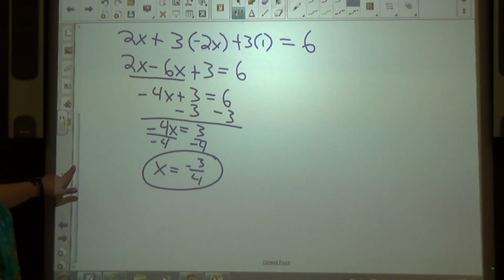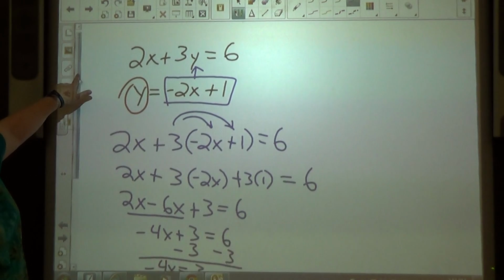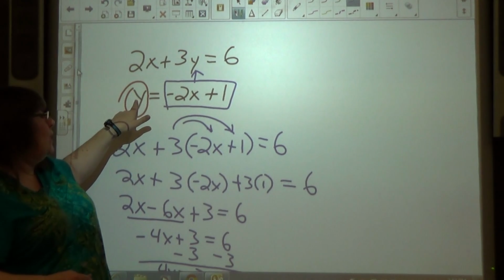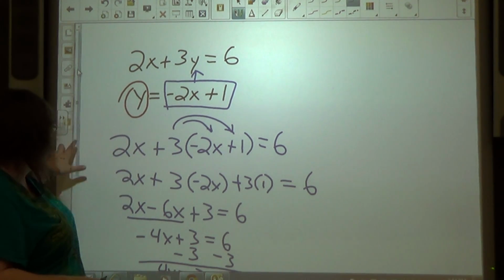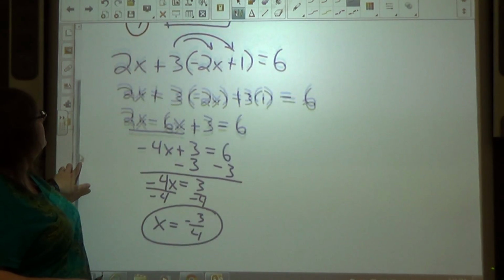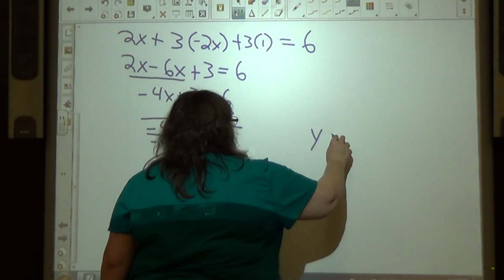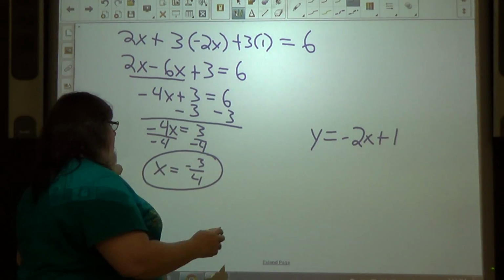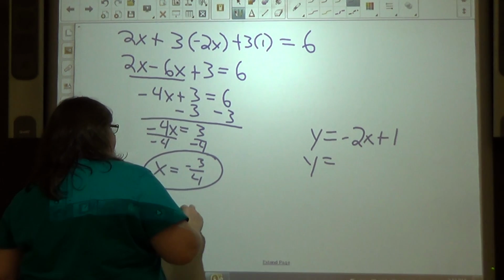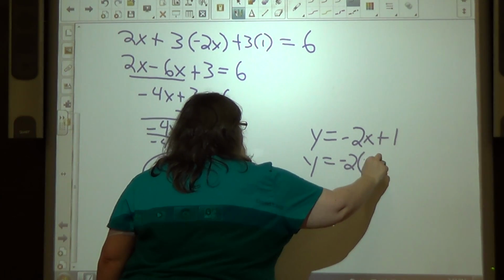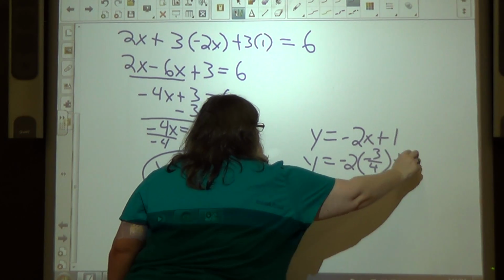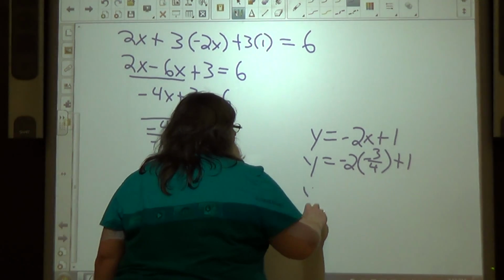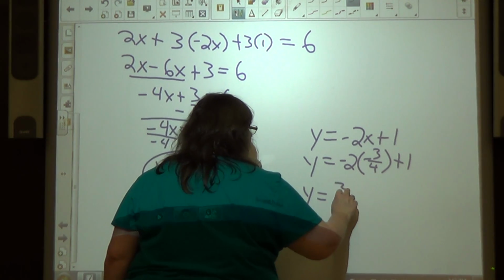Okay? Now, again, I have x. I need y. Pick one of the two equations. However, this one's the easier one because y is already by itself. I don't have to do any manipulation. So we're going to use y equals negative 2x plus 1. Okay? Plug it in. y equals negative 2 times negative 3/4 plus 1. Okay? So y equals 3 over 2.